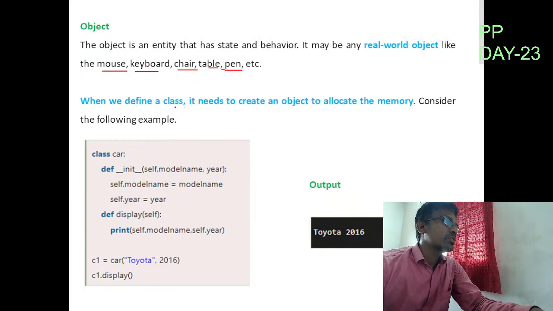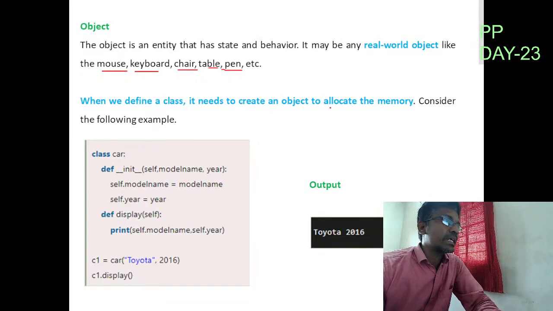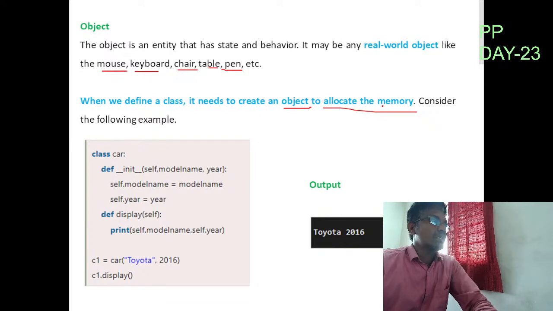When you define a class, you need to create an object, to allocate memory for the variables. When you define a class, we should create an object. By using that object, you access the methods in the class, and also allocate the memory space for the variables.